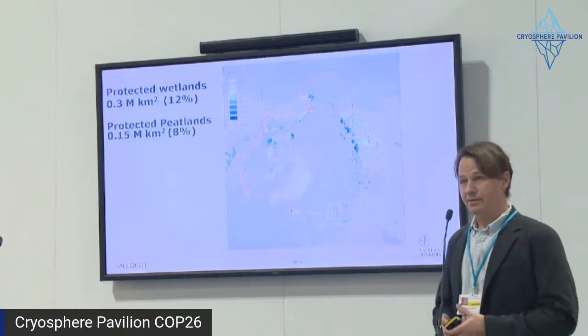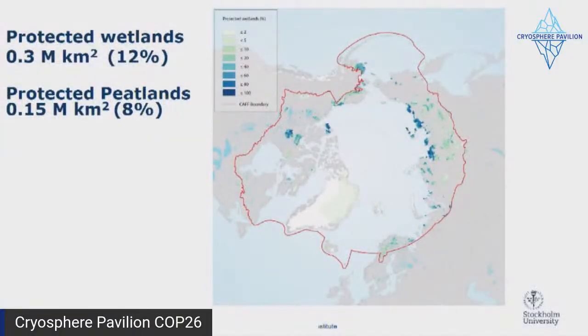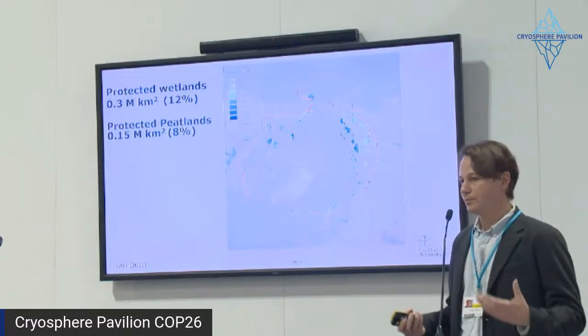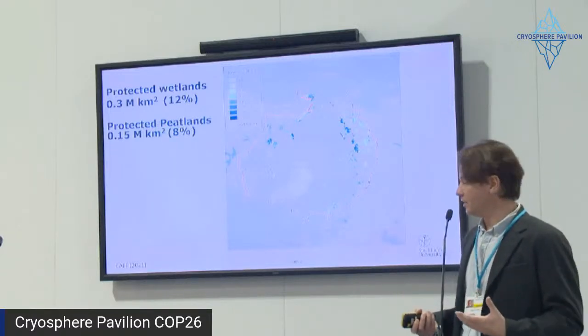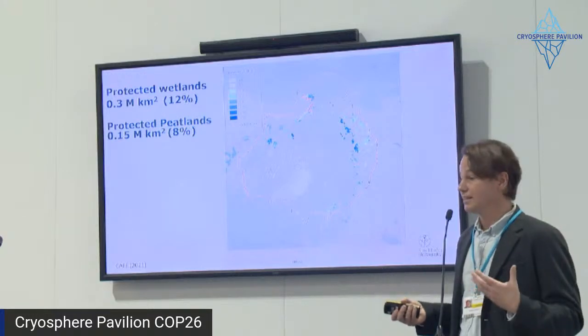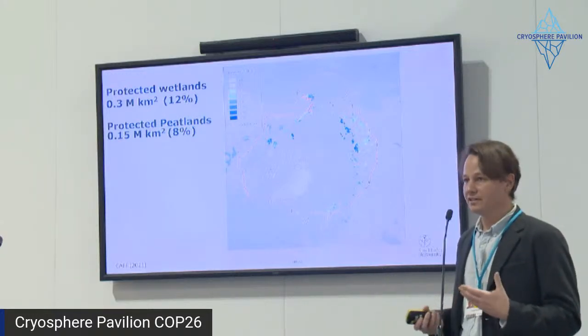Another interesting thing that came out of this map is that we combined it with a new inventory of protected areas in the Arctic, and we find that 12% of all of the wetlands are currently protected. About 8% of the peatlands are protected. So a lot of these Arctic peatlands and wetlands are actually quite pristine. In the sense of peatland restoration and degradation, most of these peatlands are still pristine. But with that said, there are a lot of regions in the Arctic where that is not true.